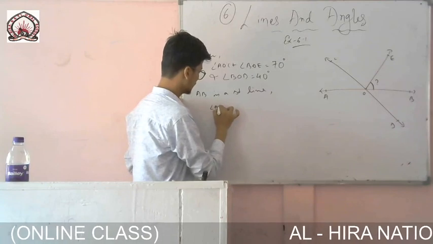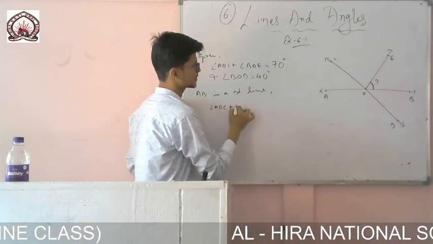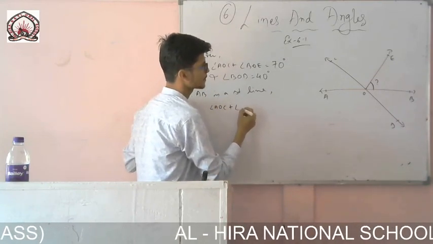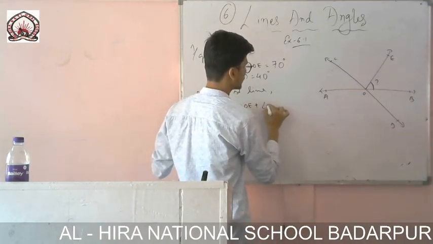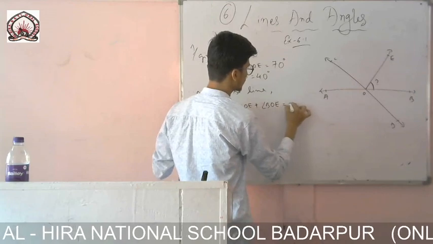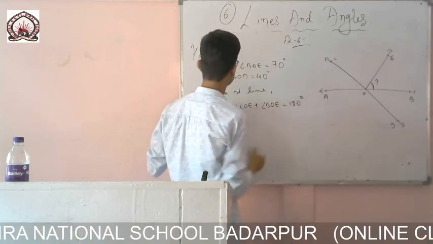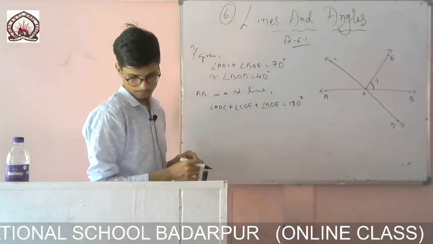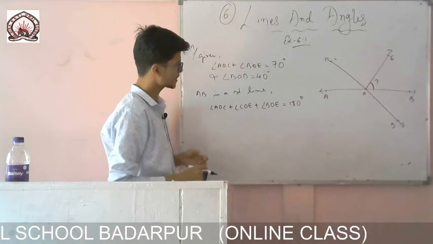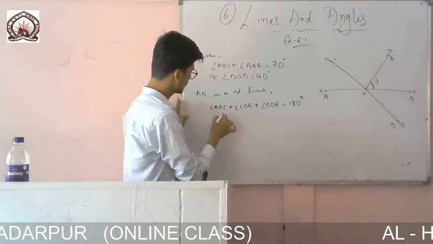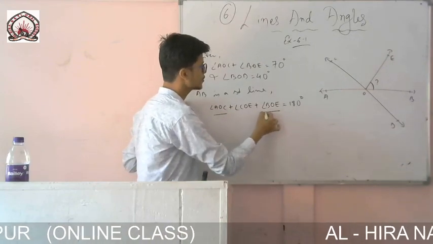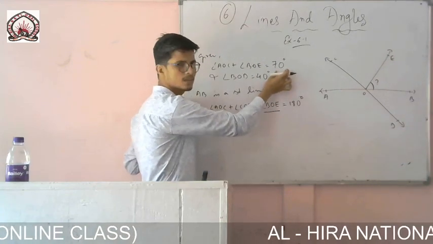Angle AOC plus angle COE plus angle BOE is equal to 180 degrees. But you see here, AOC and BOE, the sum of these two is 70 degrees.